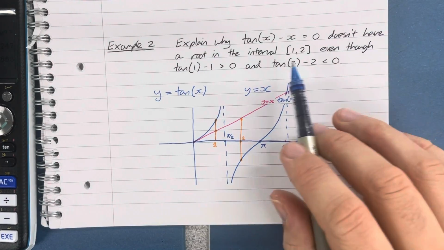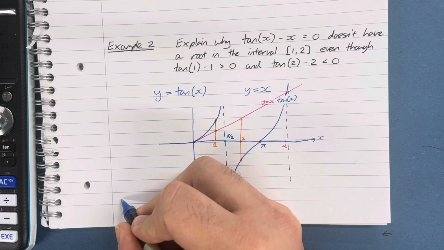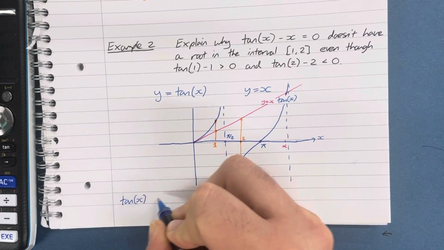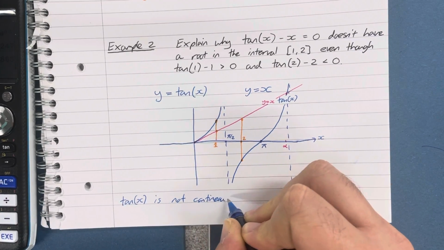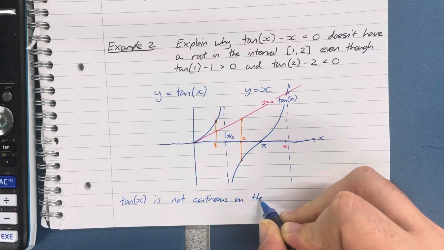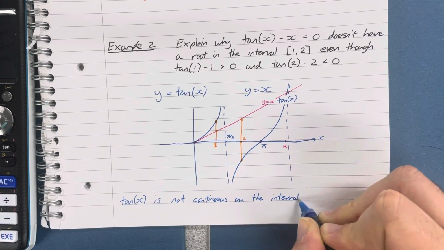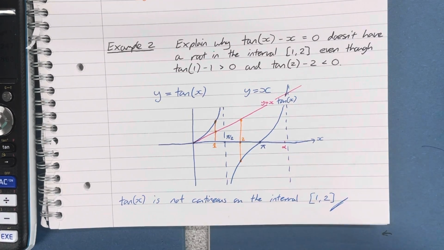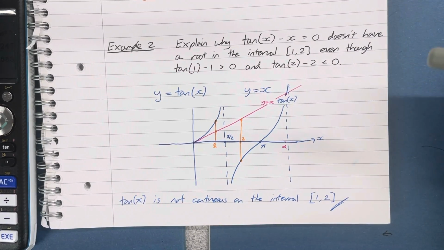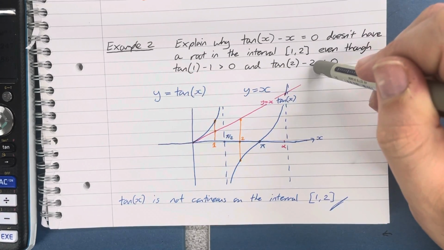So the reason why it doesn't have a root is because tan of x is not continuous on the interval 1, 2. Okay, it's because of that asymptote at x equals pi on 2. That's what makes the blue curve jump the other side of the pink curve. It doesn't actually cross the pink curve at all. It just jumps because of the asymptote. So that's why it doesn't have a root, even though this says it should.